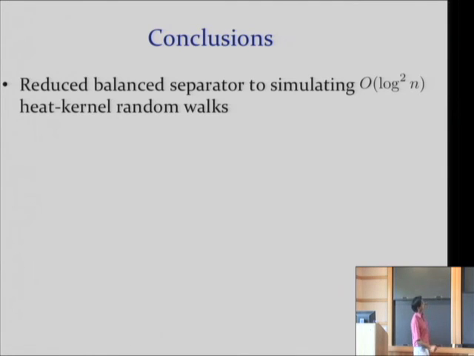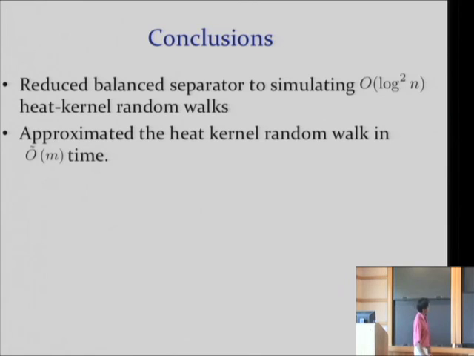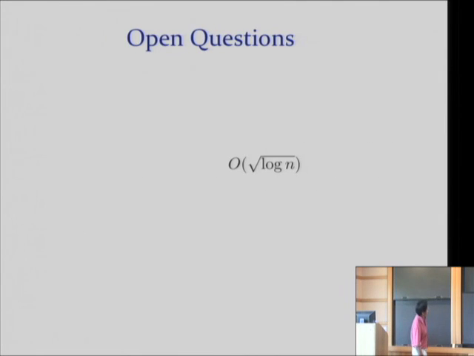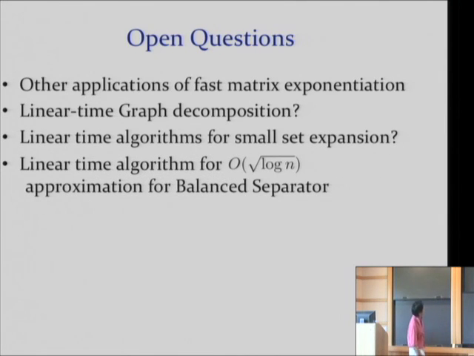So we reduce balanced separator to simulating polylog random walks. Next, we showed how to approximate these random walks in near linear time, and both of these by themselves can be used as primitives in trying to design better near linear time algorithms. I'd like to see more applications. I think it's nice, and maybe we can do more applications.